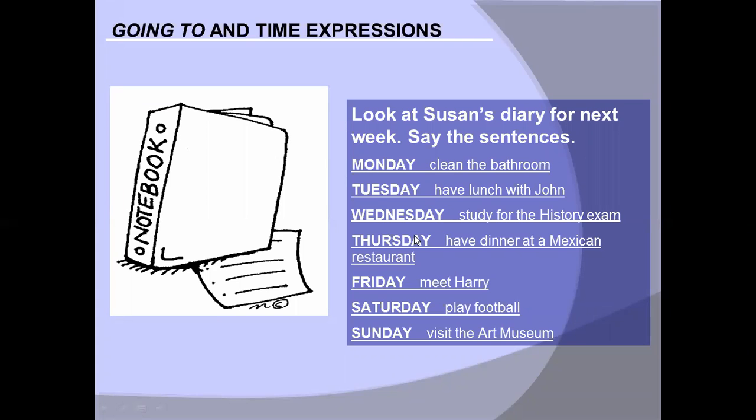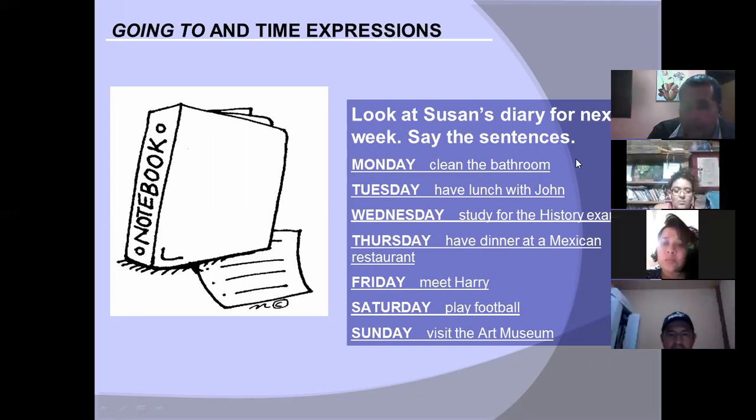Okay, now guys, remember, when you are using the third person, please don't forget the verb to be. For example, if you say, Susan going to meet Harry on Friday, that's incorrect. We need the verb to be. Susan is going to meet Harry on Friday. What about Sunday? Susan is going to visit the art museum on Sunday. So this is the idea. Remember, we need the verb to be. We are using the third person. Okay, everybody? Do you have any questions so far? No questions.